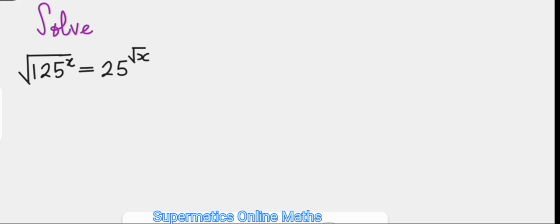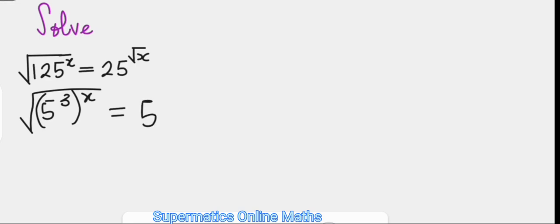First, 125 and 25 can be expressed as powers of 5. 125 is 5 to the third power, that raised to power x, and everything is enclosed in the square root. While on the right hand side, 25 is 5 to the second power, and that with the square root of x as another exponent.